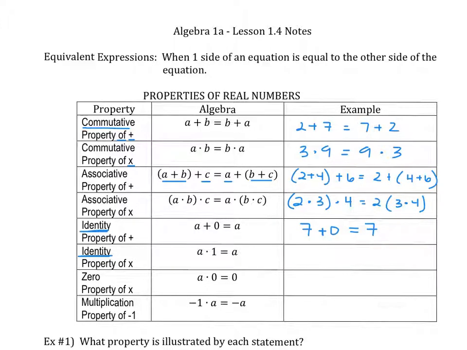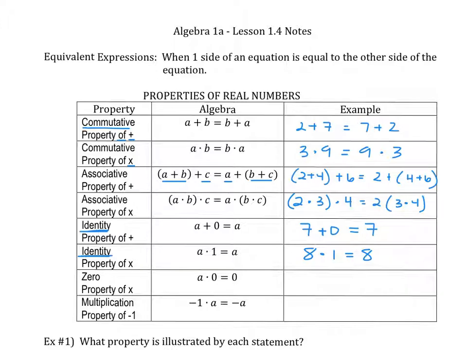7 times 1 would get me 7, right? So this one, I'm going to do 8 just so we're using a different number. 8 times 1 equals 8 is the identity property of multiplication. If I multiply something by 1, I will get that same thing back.